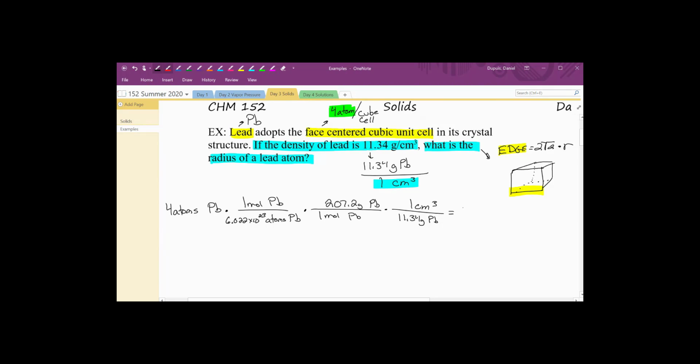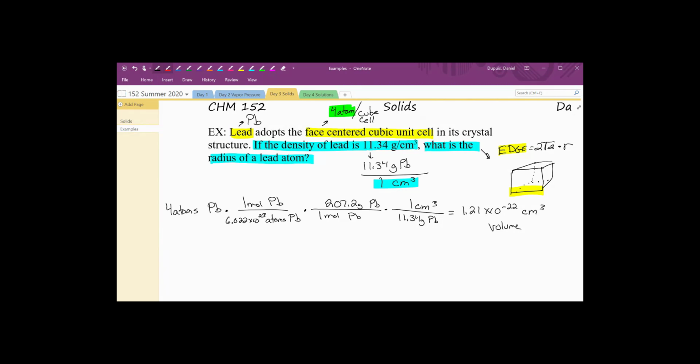1.21 times 10 to the negative 22 centimeters cubed, and that's my volume, the volume of my cube. And that kind of makes sense, right? You would think that 4 atoms of lead would be very, very small.